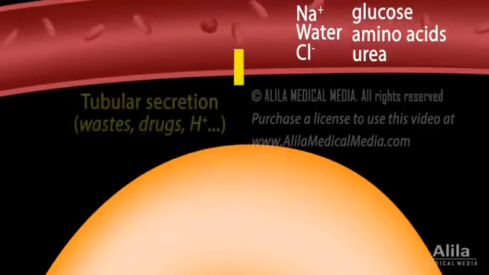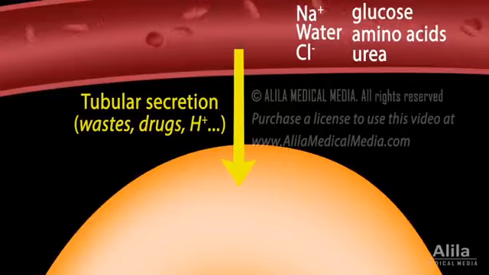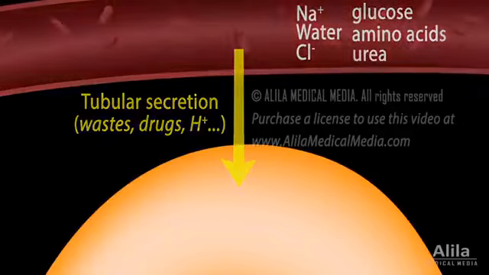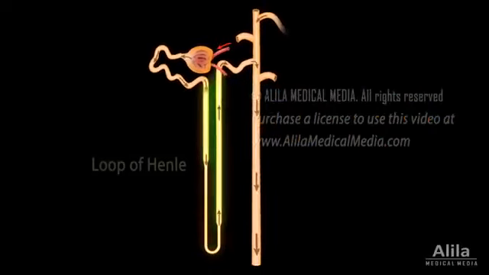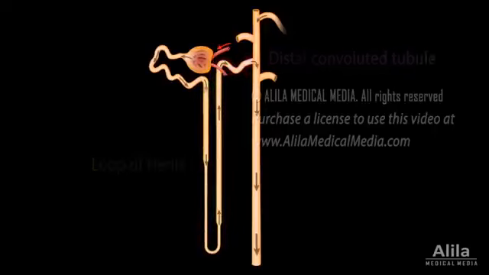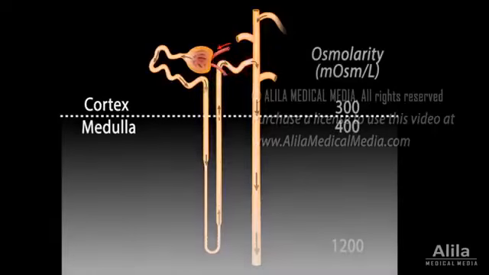At the same time, tubular secretion, where additional wastes and other solutes leave the bloodstream to join the tubular fluid, also takes place. The processes of reabsorption and secretion continue in the nephron loop, the loop of Henle, and the distal convoluted tubule. These parts of the tubule also have some other important functions. The main function of the loop of Henle is to create and maintain an osmolarity gradient in the medulla that enables the collecting ducts to concentrate urine at a later stage.